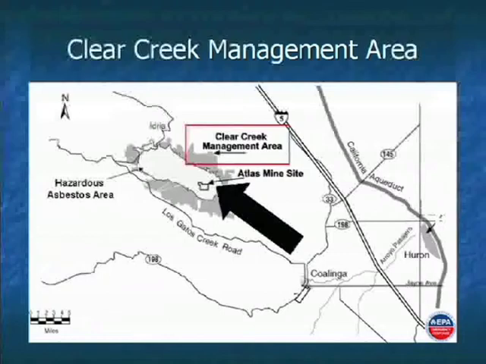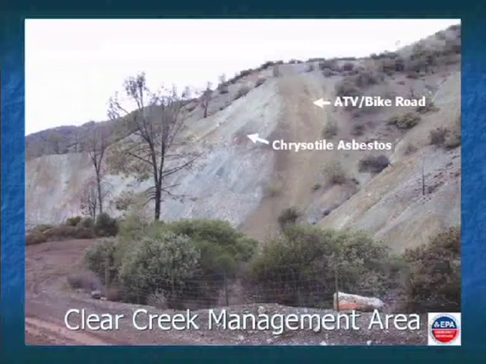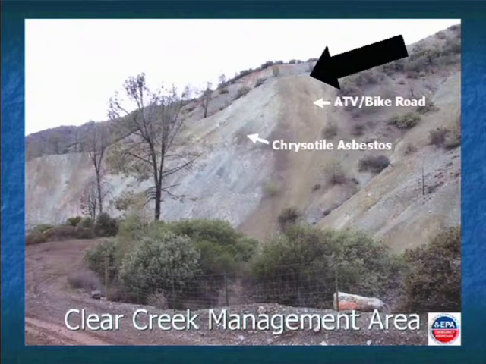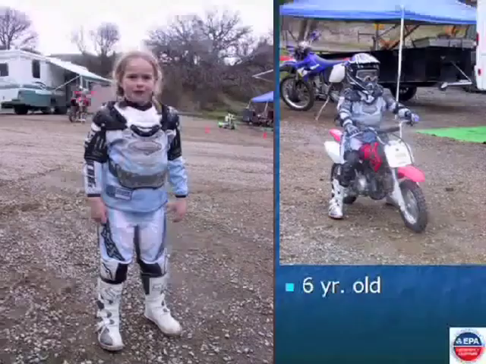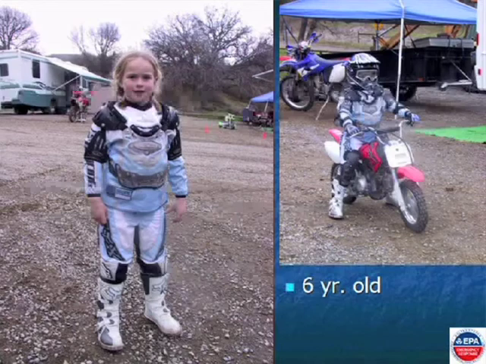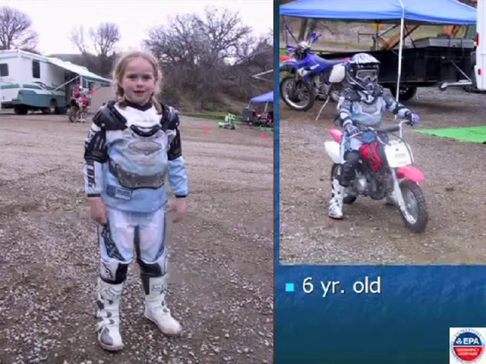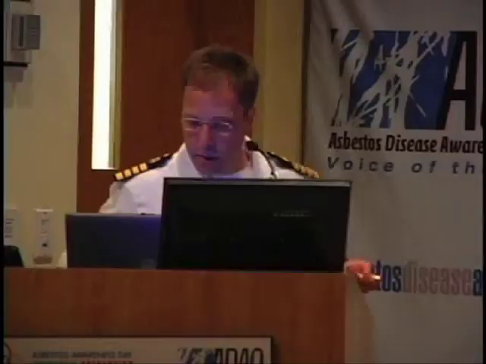It has large chrysotile concentrations. And right here, this is an ATV bike road, essentially. This area is being used for recreation. So people are out there, driving around. This is all filled with chrysotile asbestos, essentially. Here's a child who rides her bike with her family and rides around this area, and it's being managed by the Bureau of Land Management.